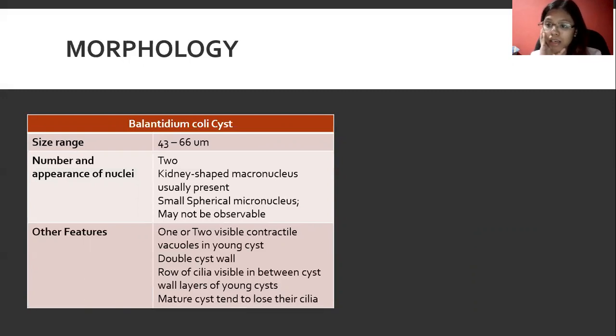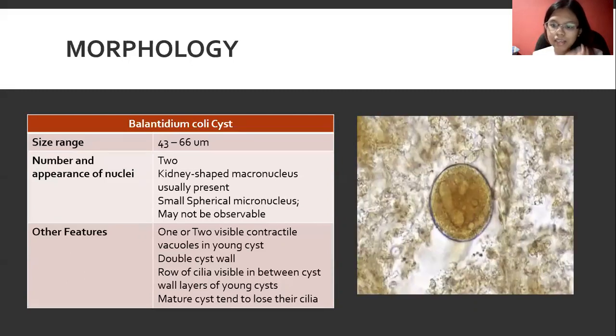So isa sa pinaka maganda rin na diagnosis natin is makita natin yung young cyst kasi sila po yung merong cilia. Ciliated pa sila. So, kung napapansin nyo sa picture, parang wala na siyang cilia talaga. Tapos, tulad na nabanggit kanina, we can see the kidney-shaped macronucleus and a small spherical micronucleus.